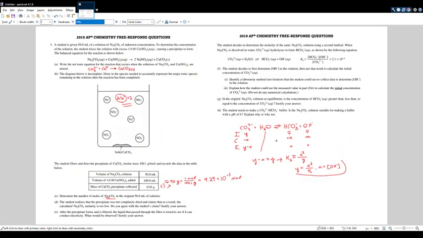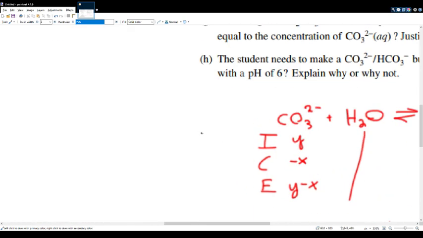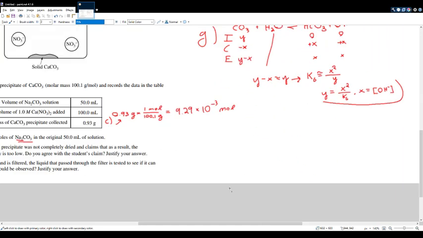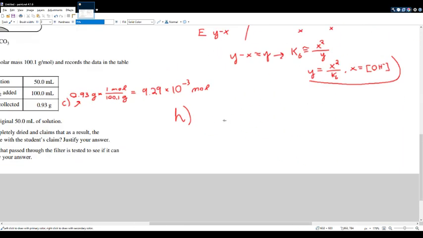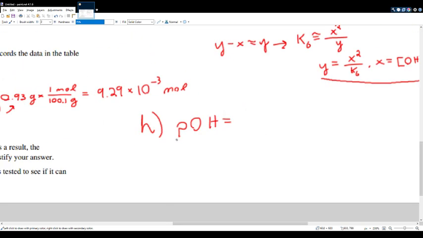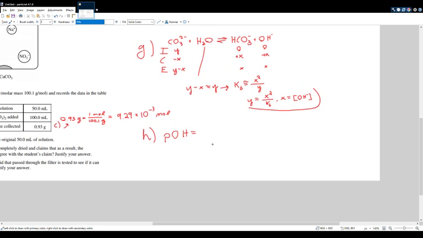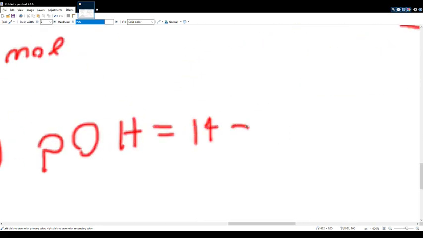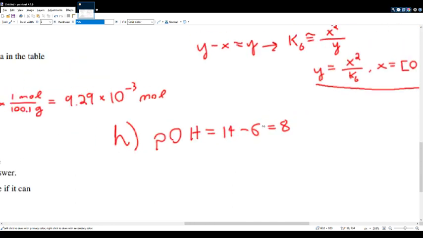Part H says the student needs to make a CO3 2-, HCO3- buffer. Is the Na2CO3 solution suitable for making a buffer with a pH of 6? Explain why or why not. So the answer is no. And the reason why is, during a buffer region, well, first we're going to calculate the pOH because this is important for the justification I'm about to make. So the pOH is going to equal 14 minus pH, which is 14 minus 6, which is equal to 8.